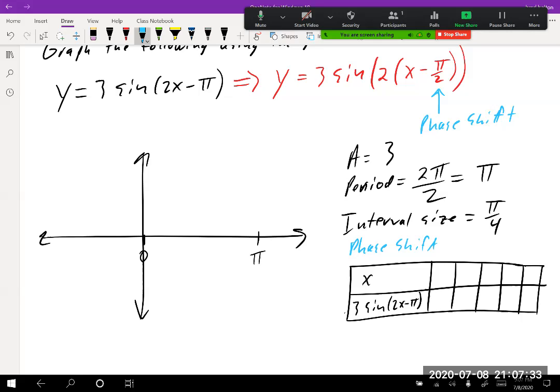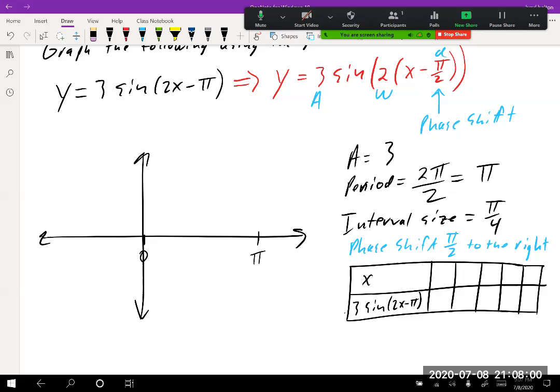Phase shift of pi halves to the right. So you always take the opposite sign of whatever's in there. And remember, this is your omega, this is your d, this is your a, and there is no b, no plus b, for this particular problem.